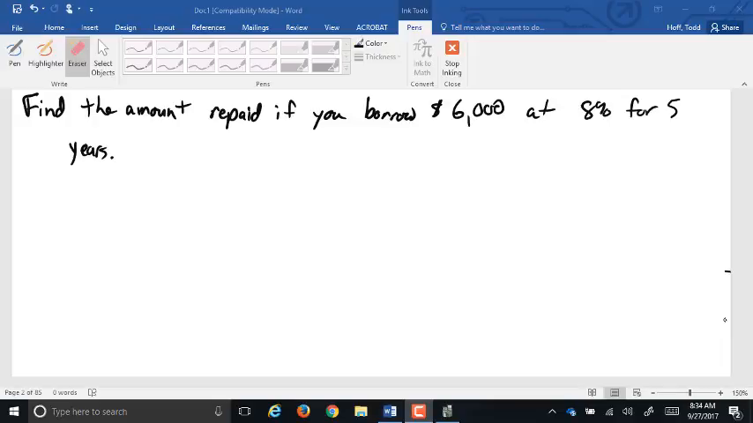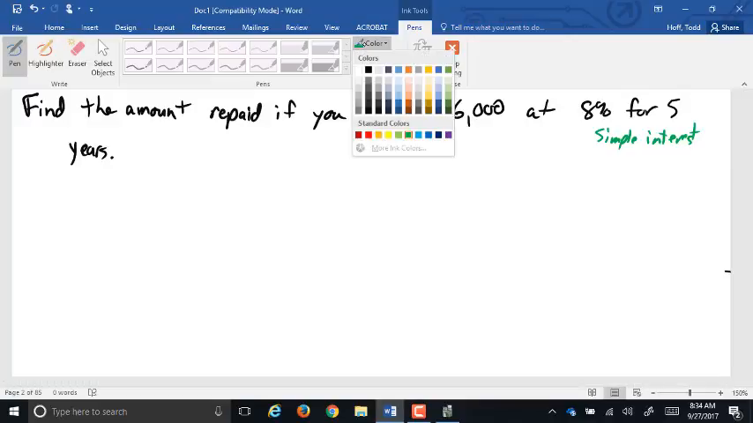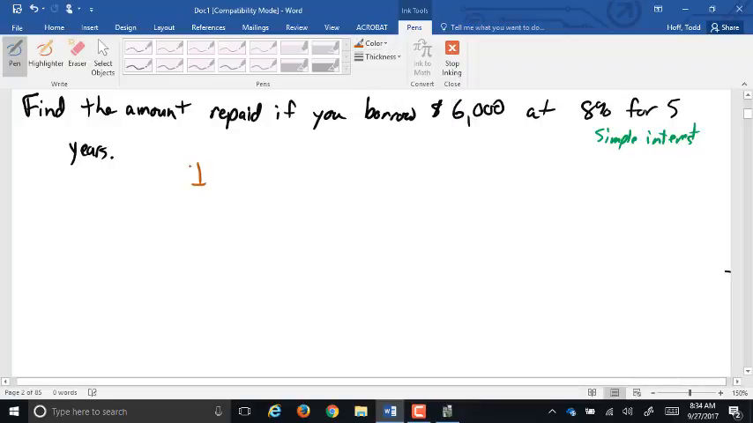So if you borrow $6,000 at 8% for 5 years, now I should have stated simple interest here because we haven't talked about compound interest yet, so you don't know how to calculate that. But if this is simple interest, the amount of interest is going to be found by doing what?